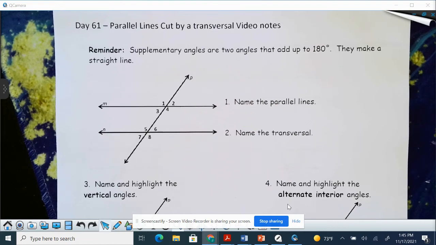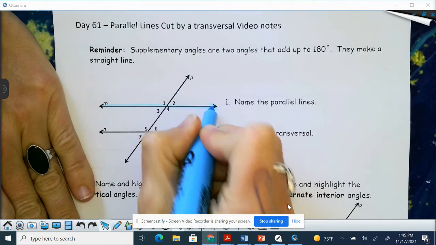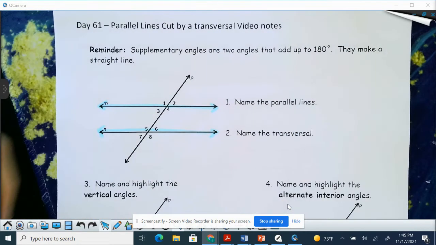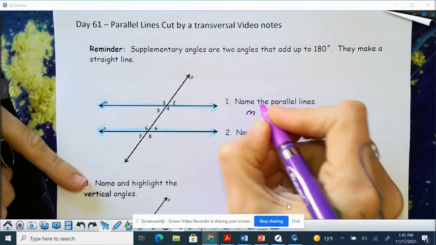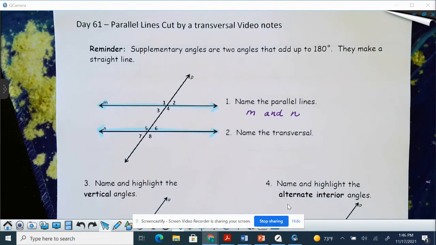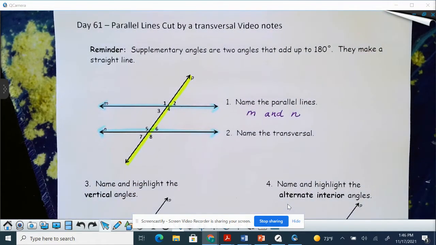Hey guys, so our intro to parallel lines and a transversal. So naming our parallel lines, we need to have two parallel lines. So this line and this line are parallel. So then our named parallel lines would be line M and line N. Name the transversal. So those two parallel lines are cut by the transversal, which is line P. So the transversal is P.